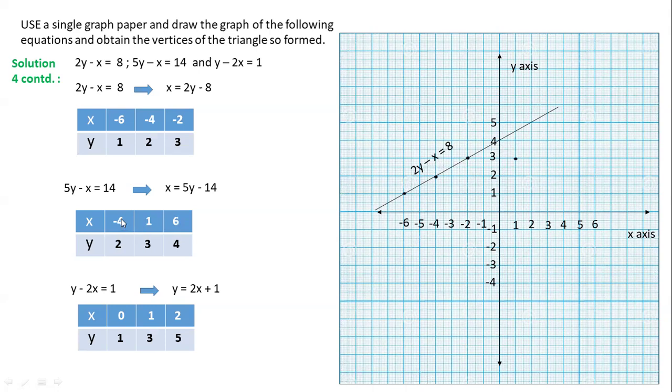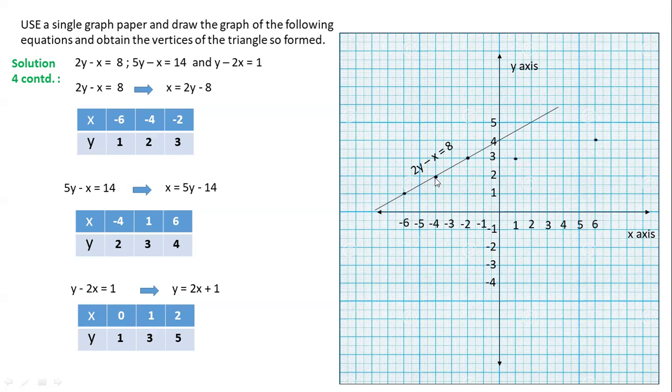Now let us take the second one. Minus 4, 2, so it is here only. Then 1, 3. X is 1, y is 3. It is here. So it was minus 4, 2 and 1, 3. Okay. Then 6, 4, here.